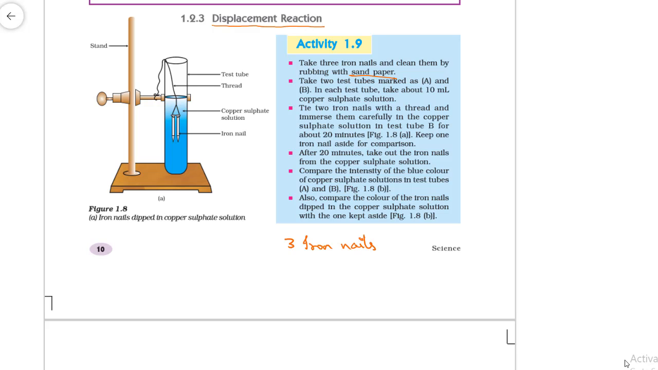Then you have to take 2 test tubes. In each test tube, you have to put 10 ml of copper sulfate. Now I name this test tube as A and this test tube as B. Now you have to take test tube A and arrange the test tube in this manner with the help of the stand. And this test tube B you keep aside for comparison.